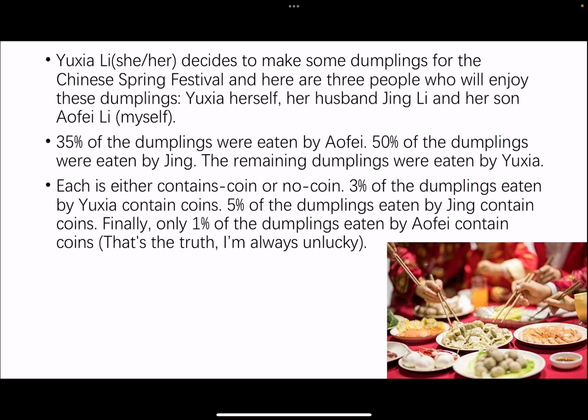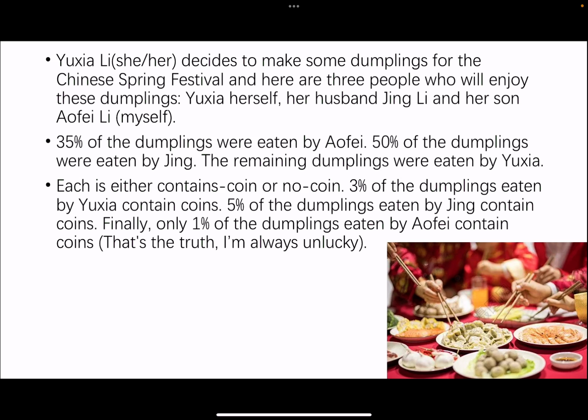In this video, we will talk about a question related to probability. Let's read the statement first. Yu Xia, who is my mom, decides to make some dumplings for the Chinese Spring Festival. Three people will enjoy these dumplings: Yu Xia herself, her husband, also my father, Jing, and her son, Ao Fei, myself.